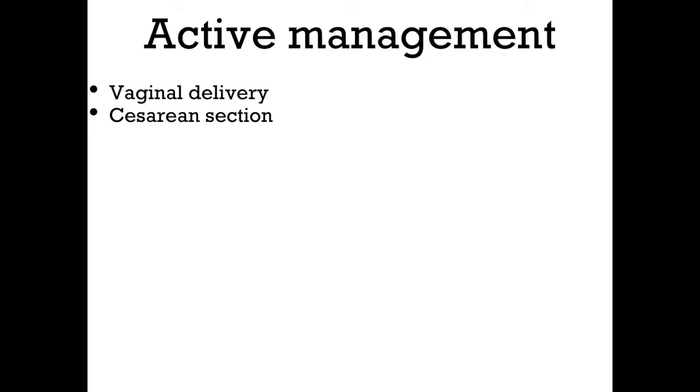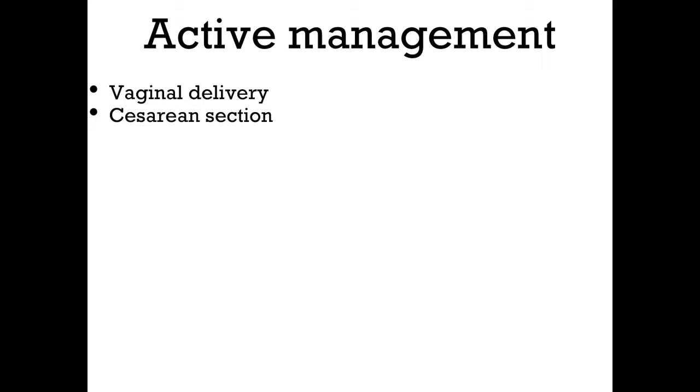Active management of placenta previa is termination of pregnancy at that point of time. It is usually done at around 37 weeks of pregnancy if the period of gestation is 37 weeks or more, and it is also done if the condition of the pregnant lady isn't good, and if there is active fetal distress. These are the points where we cannot continue the pregnancy any further.